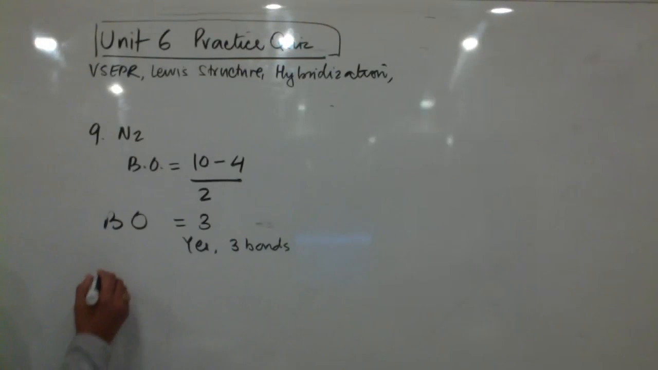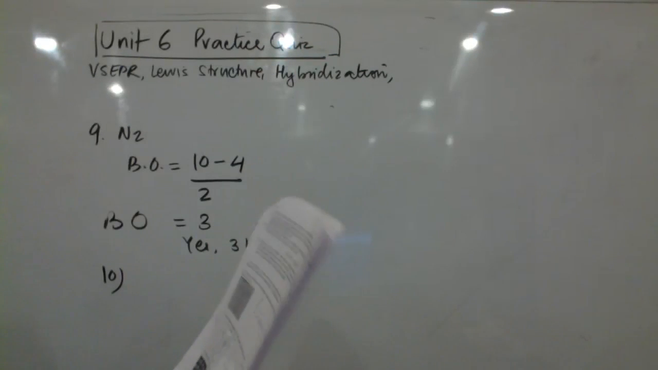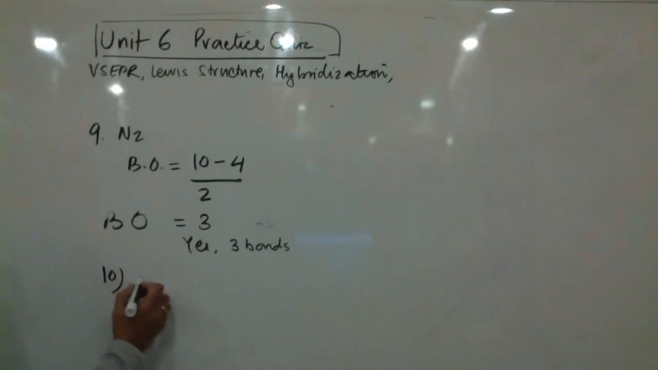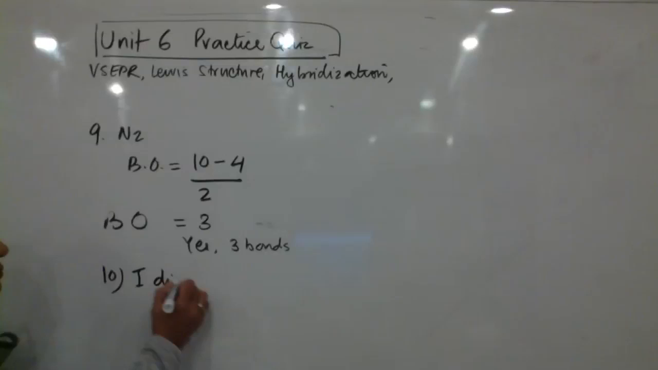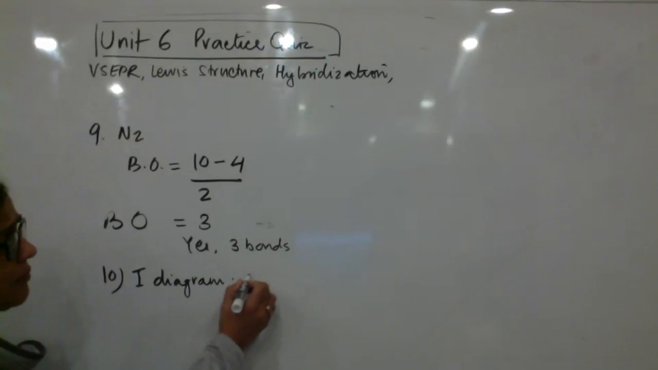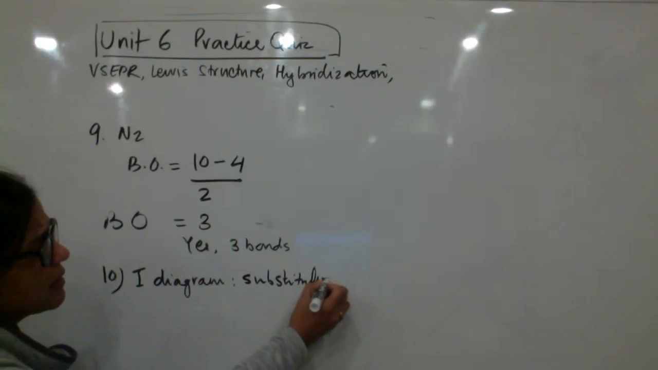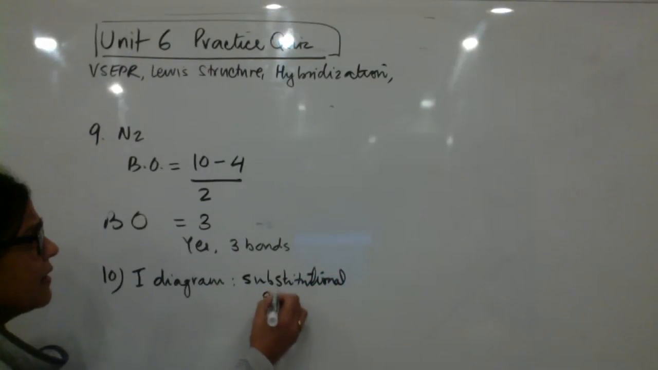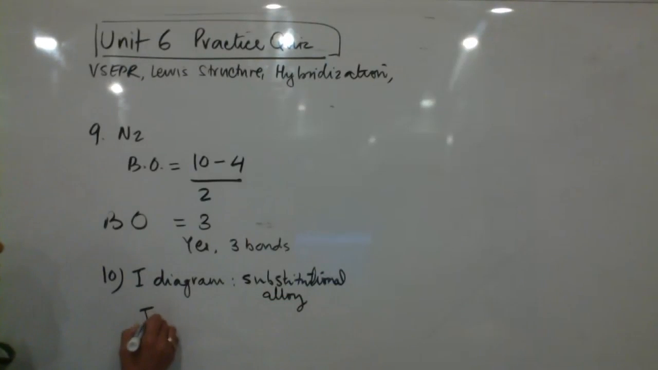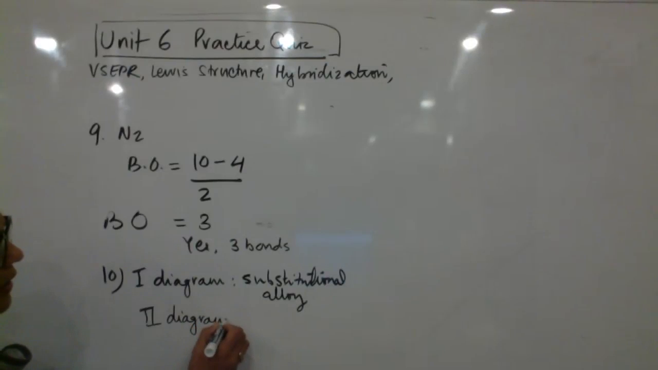All right, and number 10 here says, what type of alloys are represented in the following diagram? So if you look at the first diagram, it is showing substitutional alloy because the metal atoms are about the same size. And the second diagram shows the interstitial alloy.